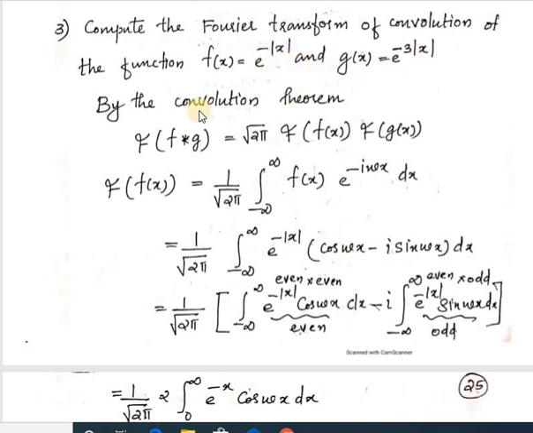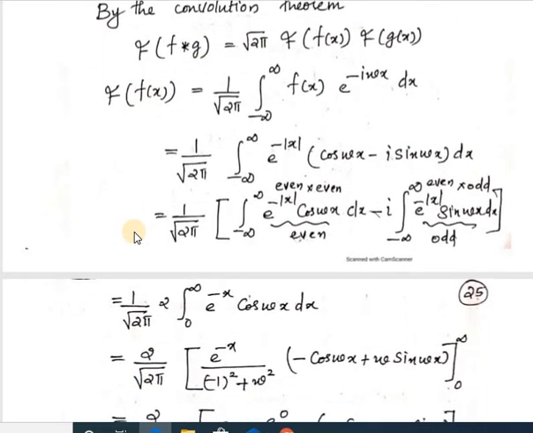First we write the convolution theorem, that is F(f * g) = root 2 pi times the Fourier transform of f(x) times the Fourier transform of g(x). So first we have to find the Fourier transform of f(x). By definition, the Fourier transform of f(x) is 1 by root 2 pi integral from minus infinity to plus infinity f(x) e^(-i omega x) dx.